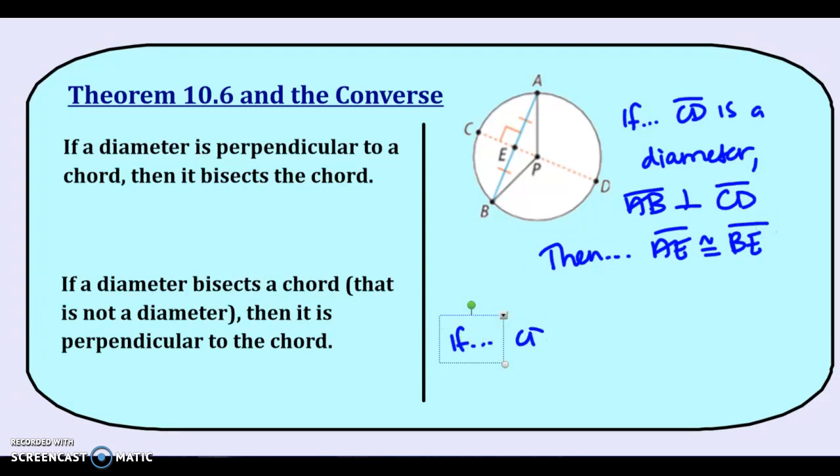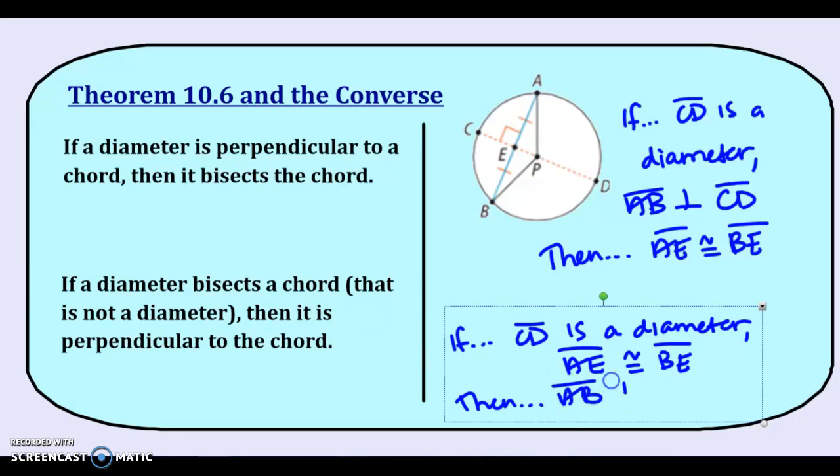So if, once again, CD is a diameter and AE is congruent to BE, then AB is perpendicular to CD. So we'll talk about this on Monday.